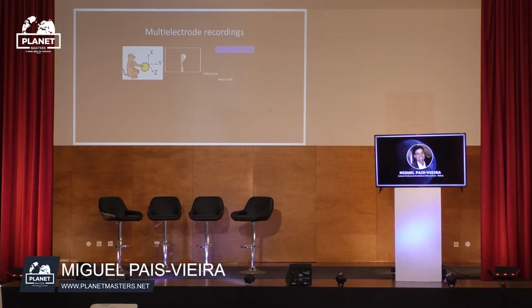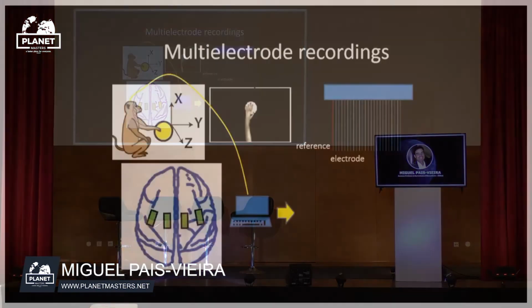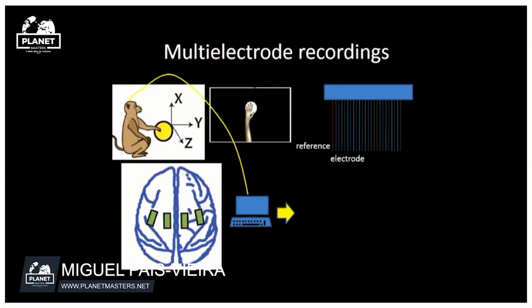Now, if we have one electrode, we can measure it in one place. But if we have multiple electrodes in multiple places in the brain, we can analyze many places and see what's happening on a broader scale. So we do this in real time as the monkey is doing a task.